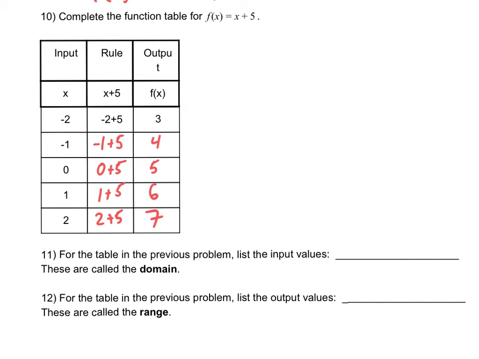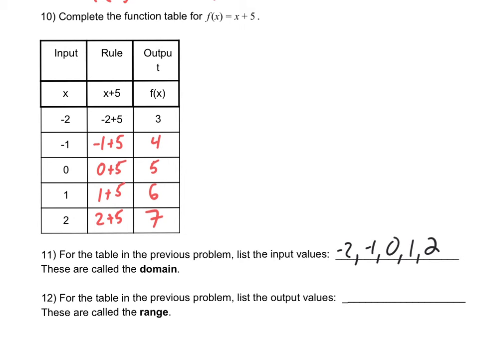Okay, there's the answers. Now if we look at this table, we're going to look at a new vocabulary word, something called domain. A domain is all the possible input values. In this particular case, there's actually an infinite number of input values I could put in this table, but in this case, these were the only ones that we tried as inputs. So the domain is a list of the input values. I'm going to go ahead and write that list. And so I'm going to write in negative 2, negative 1, 0, 1, and 2.